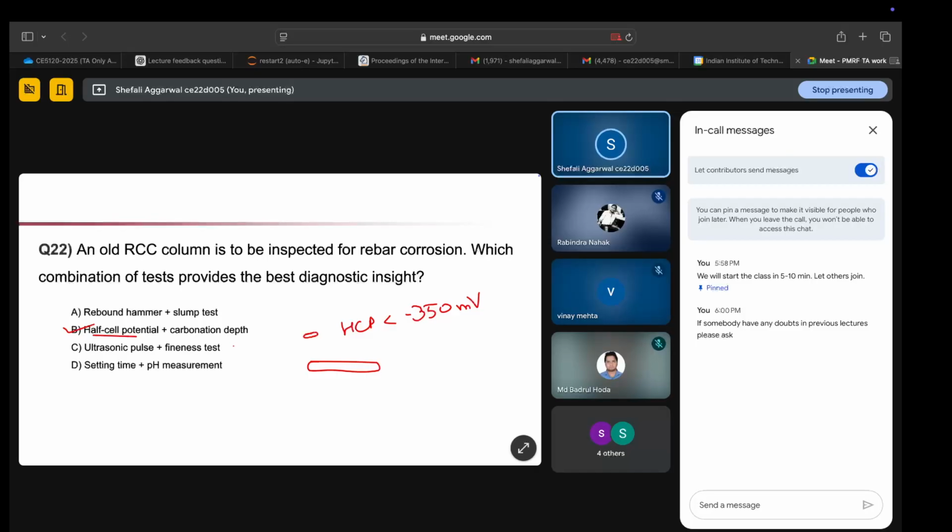Carbonation depth, we have already seen, we will just spray phenolphthalein and see the carbonation depth. So for corrosion related issues, we will do HCP and carbonation depth.